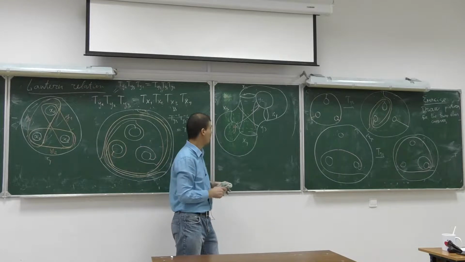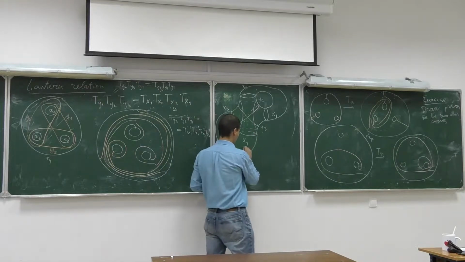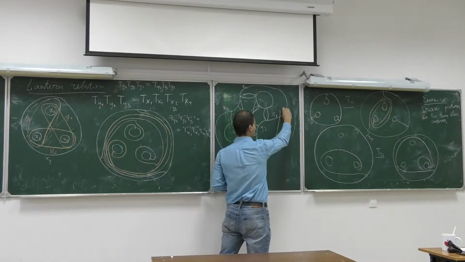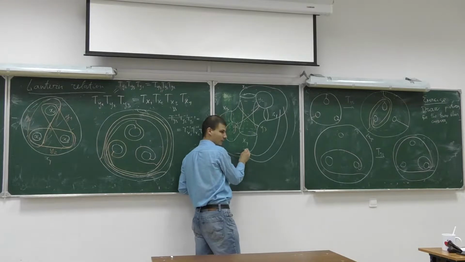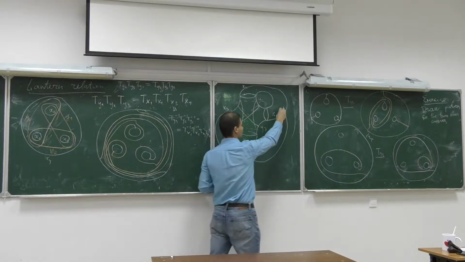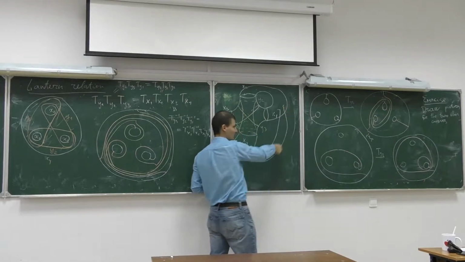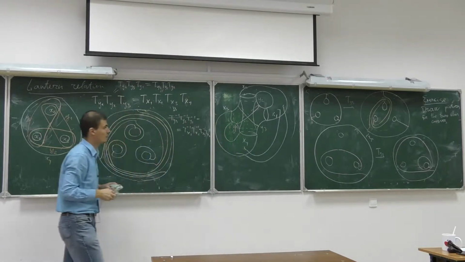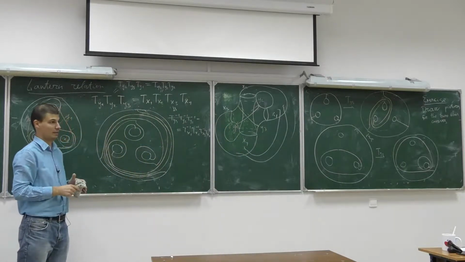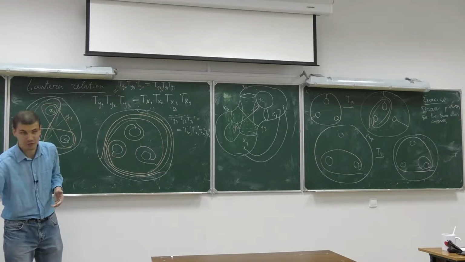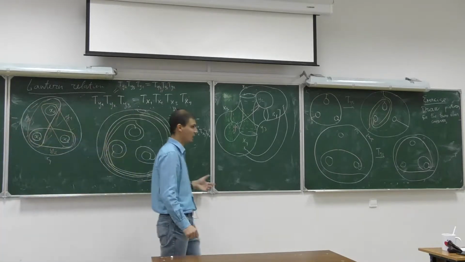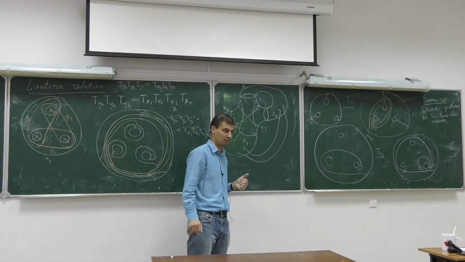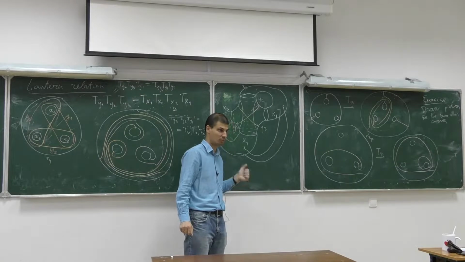Okay? Now I would like to add here one more handle. So I just take a small tube and connect these two. Okay, and now all these 7 curves are non-separating. Each of them is non-separating.